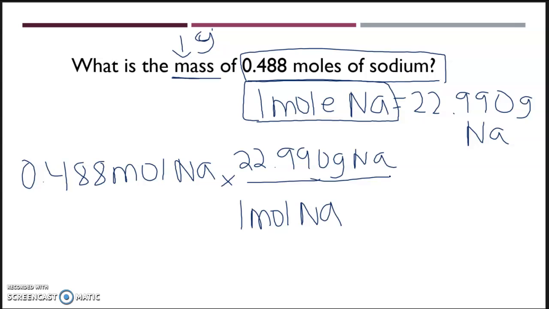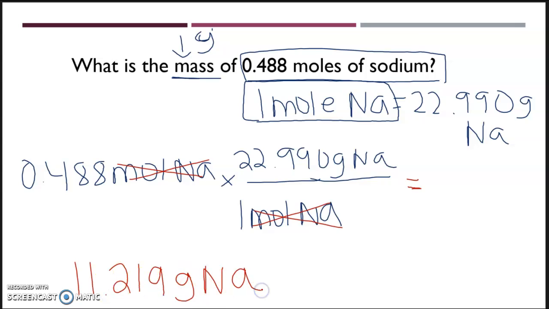Now let's double check. Moles of sodium cancel out. I'm left with grams of sodium, which is the unit that I wanted. We plug this into the calculator and we get that you have 11.219 grams of sodium. And then for significant figures, 0.488 has 3 sig figs.